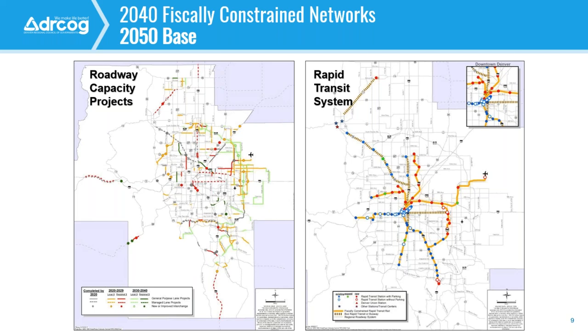The only difference is that for purposes of comparison with the other scenarios, and given that the work we're doing is for our 2050 plan, we did run the adopted 2040 fiscally constrained plan with the 2050 base land use that we used in the other scenarios, just to have a 2050 base as a starting point. That's the only change. Otherwise, we're using our adopted plan.